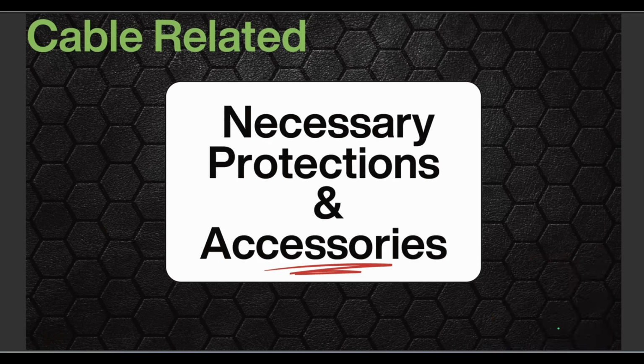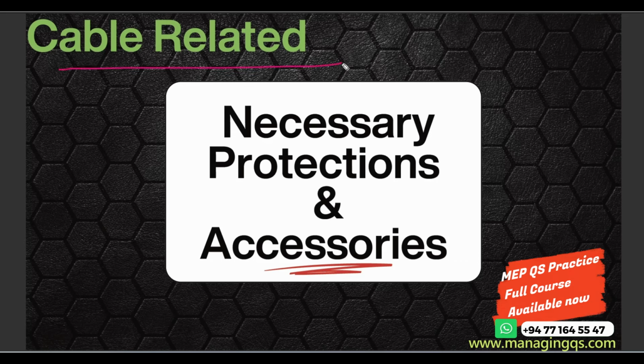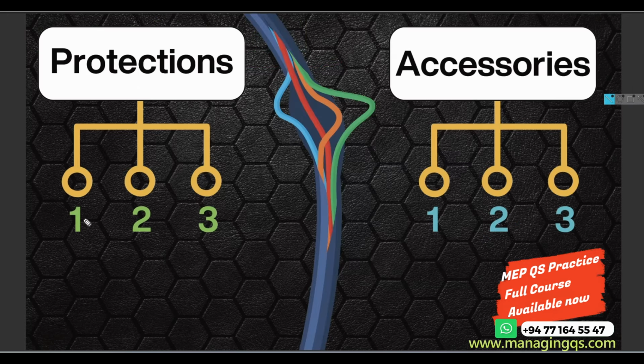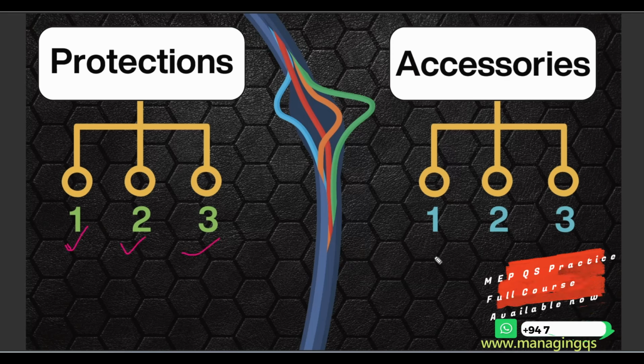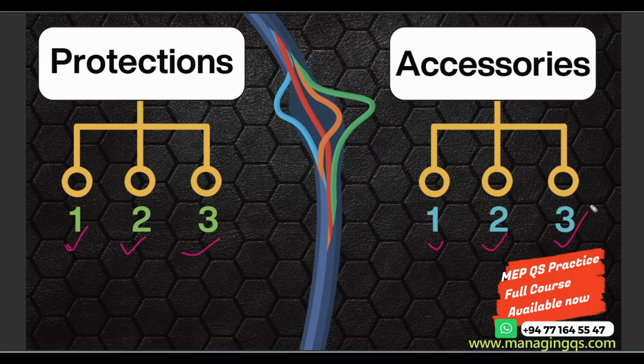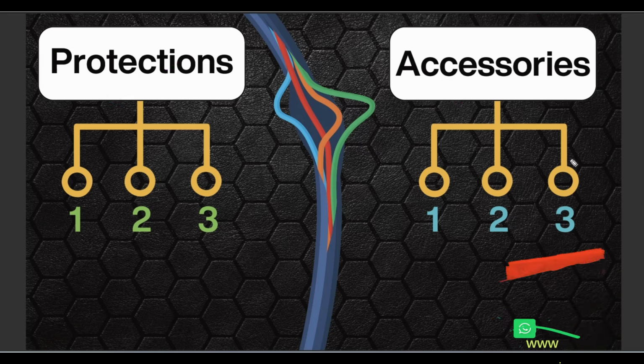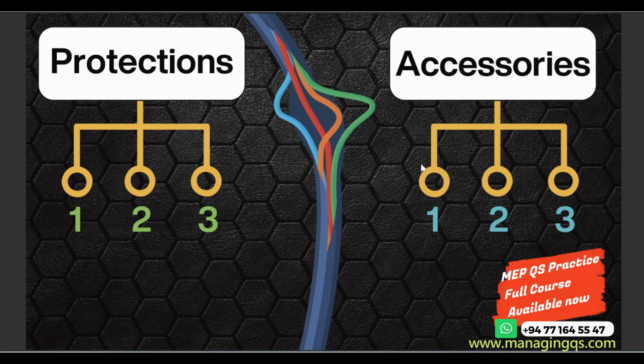Alright, so here we are going to discuss the cable-related necessary protection and accessories. What are the necessary protections we use generally in cable installation? First off, we can divide this into 3 categories: the protection has 3 portions, and the accessories also have 3 portions. This is a general idea, but it varies from project to project. Based on your project requirement, you have to identify the necessary protection and accessories from your drawings and specifications. If you know the general idea, you can easily identify them in your project requirement also.